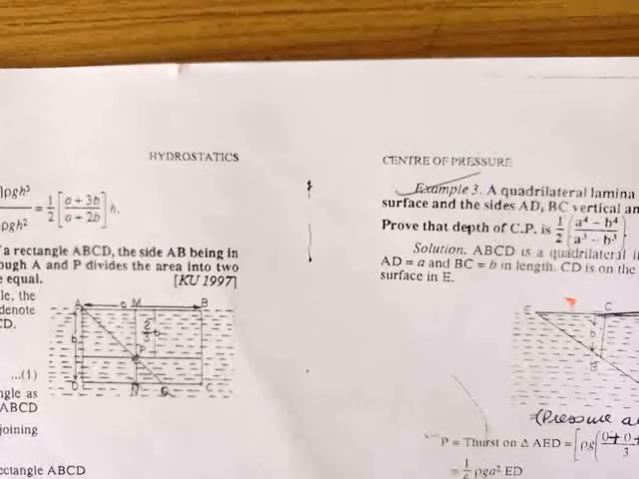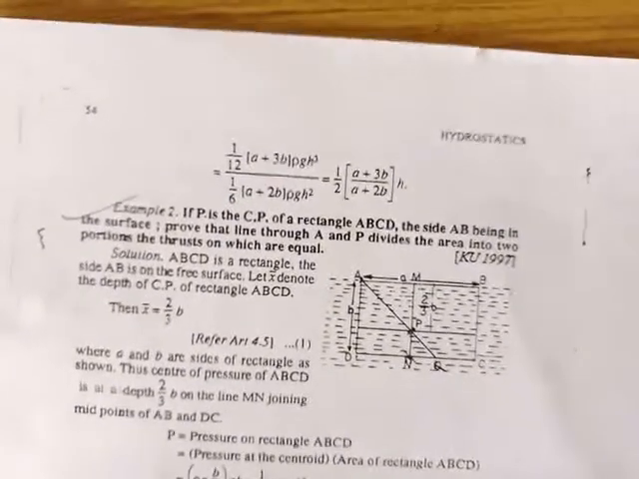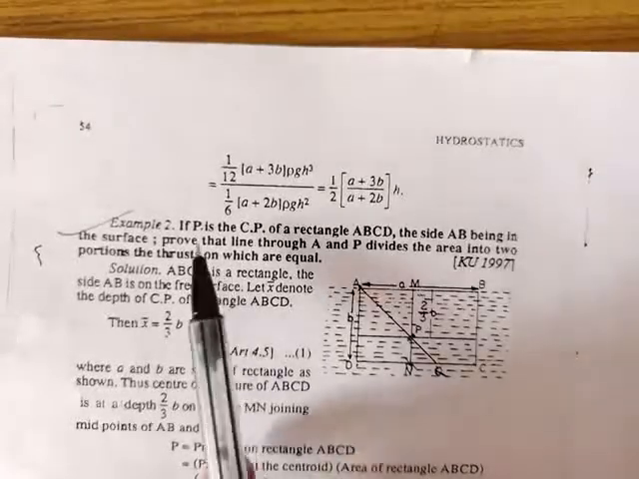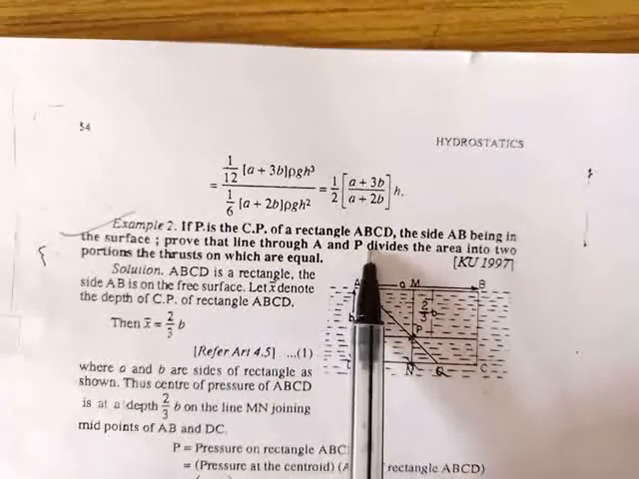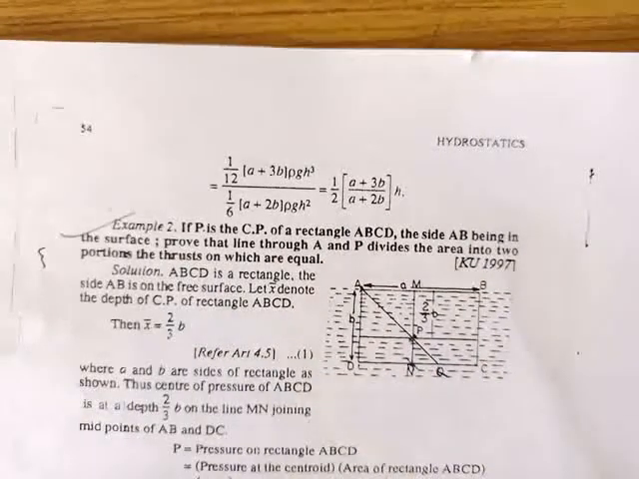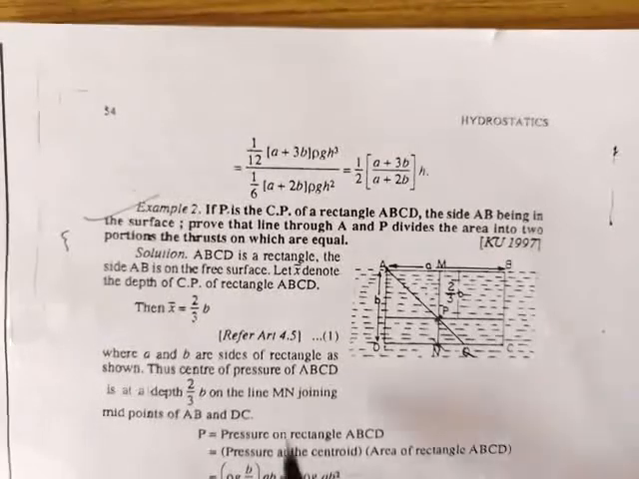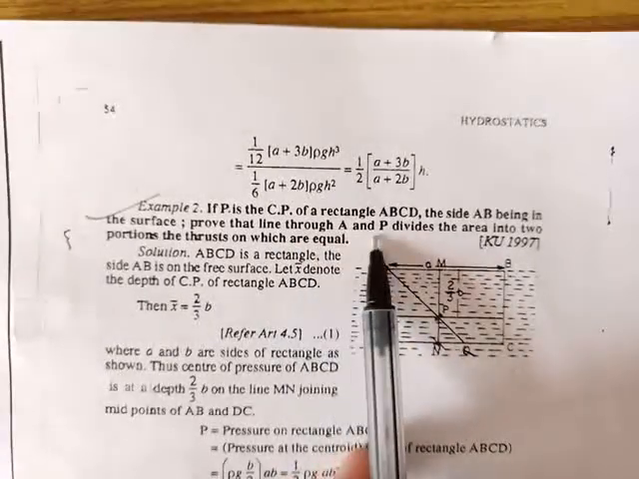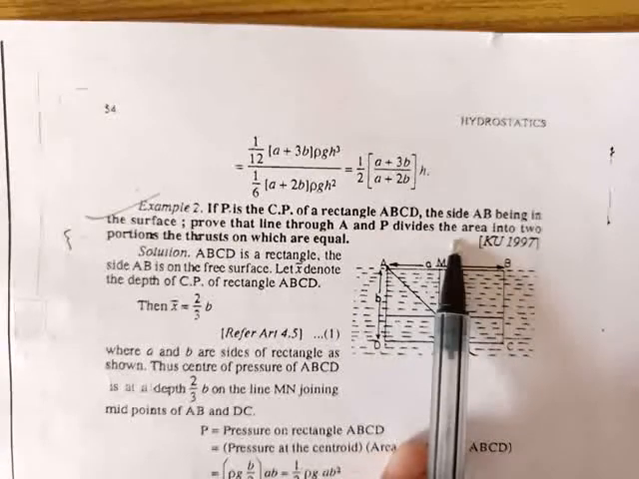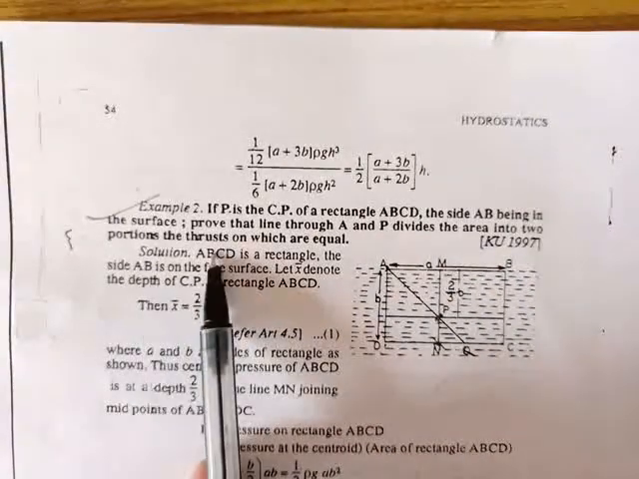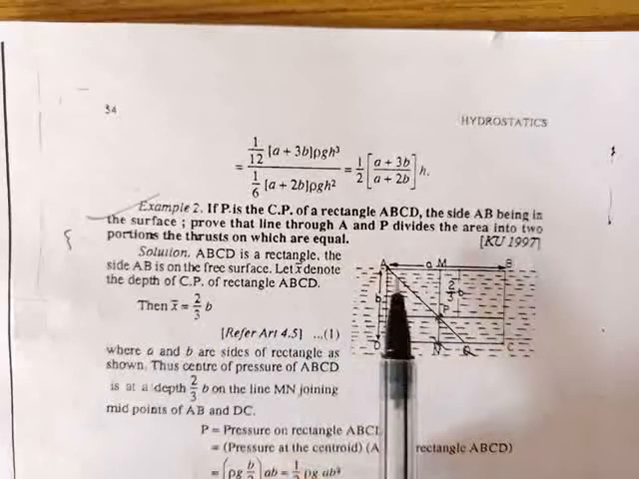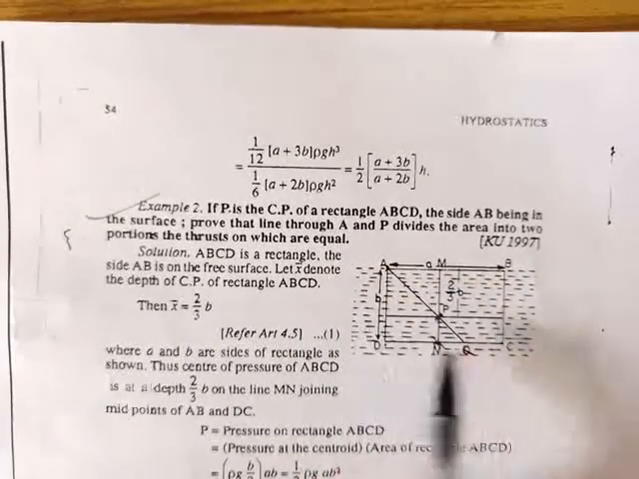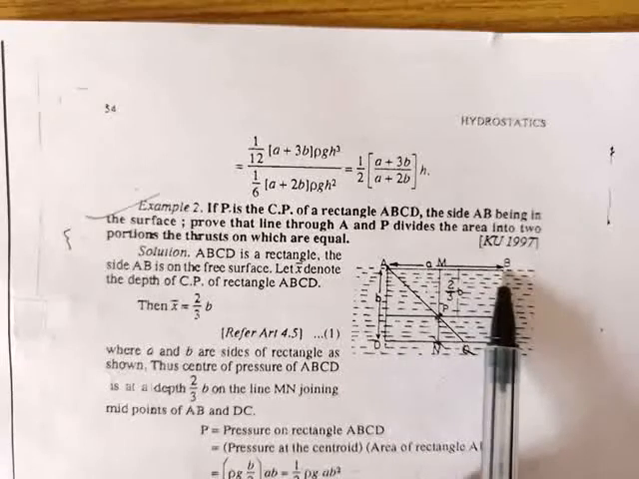Now our next problem is: if P is the center of pressure of a rectangle ABCD, the side AB being in the free surface, we are to prove that the line through A and P divides the area into two portions, the thrusts on which are equal. So let us take a rectangle ABCD. The side AB is in the free surface.